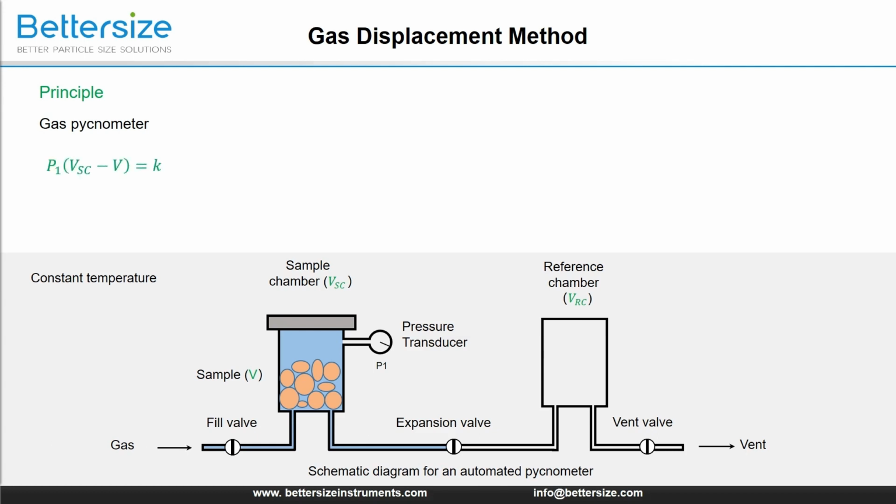After that, the expansion valve is opened to allow gas to expand to the reference chamber. You also need to wait again for the pressure to equilibrate at the same rate as before, and record the pressure reading as P2. In this case, the gas volume is the volume of the sample chamber and the reference chamber minus the sample. In the expanded condition, we get the second relationship. These two relationships are rearranged by applying Boyle's law. Now we get the calculation of the true density.